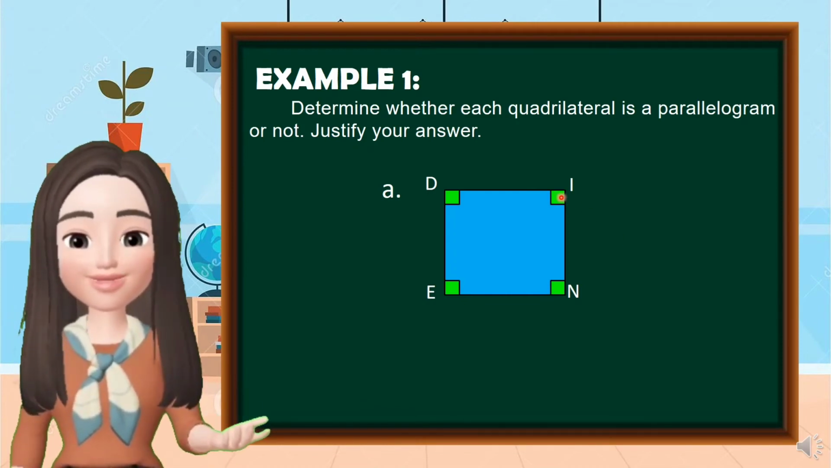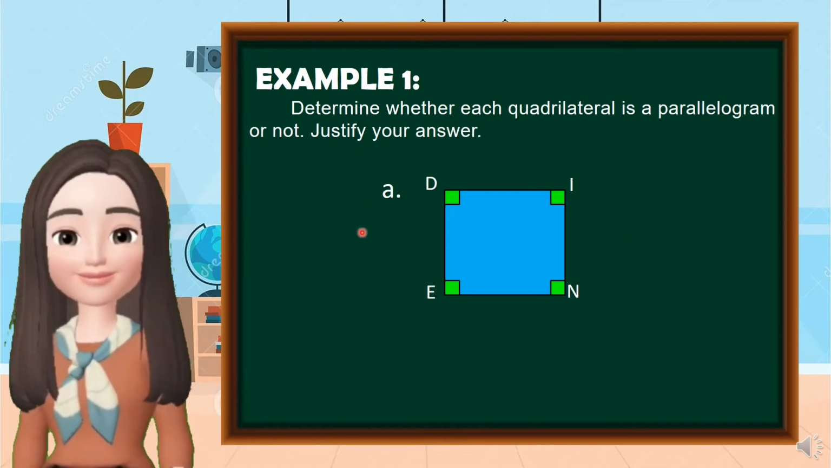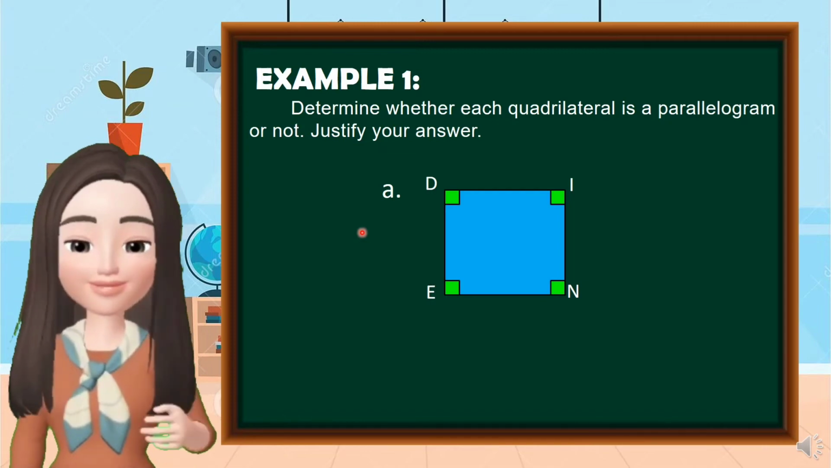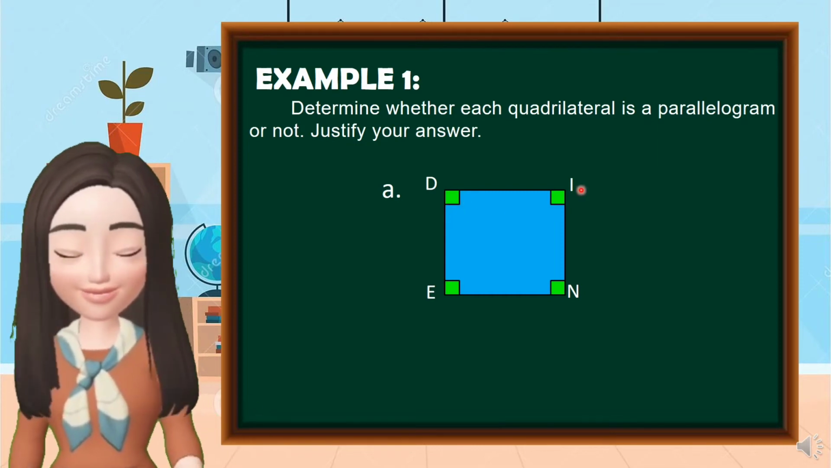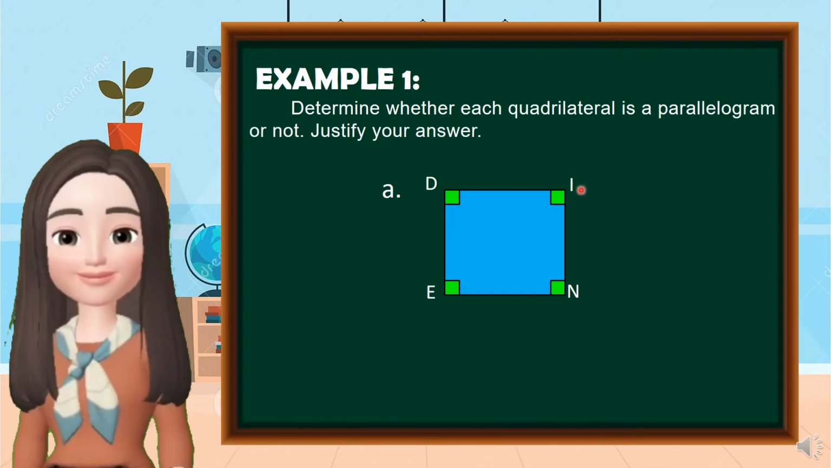Like this example number letter A. We have here figure D-I-N-E or our quadrilateral D-I-N-E. So, meron tayong mga given dito. May mga markings na ginamit. So, let us analyze this given. Is this a parallelogram or not? Okay, balikan natin lahat ng napag-aralan natin.